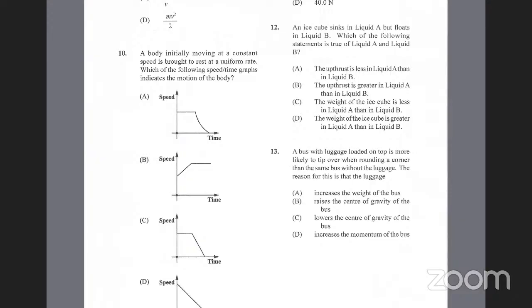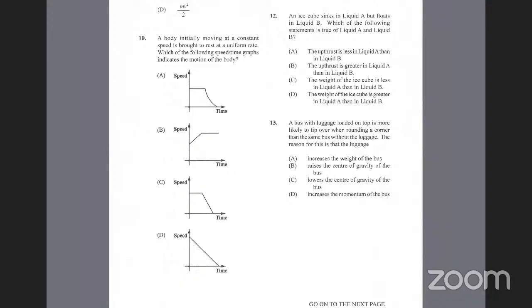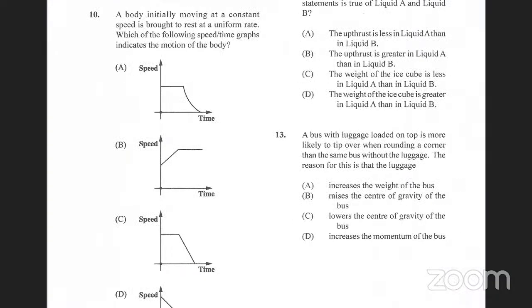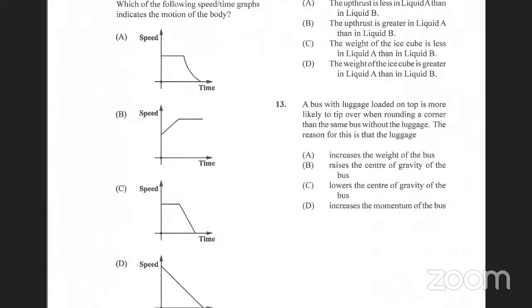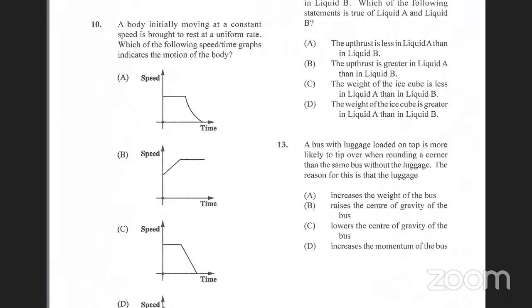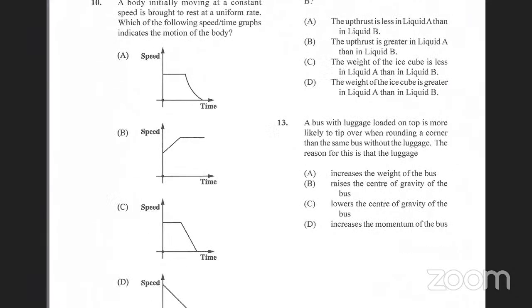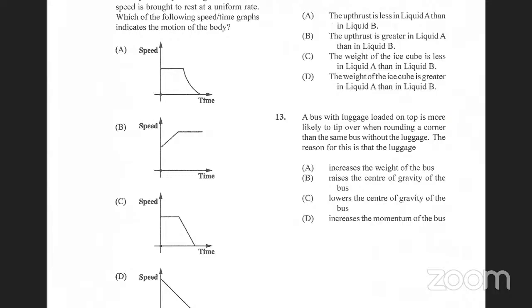Right, a body, what year is this one? This is June 2023. A body initially moving at a constant speed is brought to rest. Which of the following indicates a body moving at a constant speed and is brought to rest at a uniform rate? That'll be C. All right, C is the answer there.